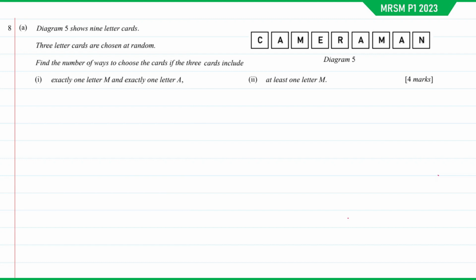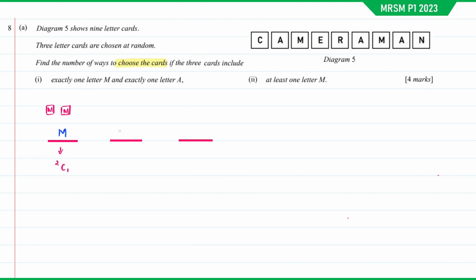Question 4A. Diagram 5 shows 9 letter cards. 3 letter cards are chosen at random. Find the number of ways to choose the cards if the 3 cards include, 1, exactly 1 letter M and exactly 1 letter A. This question is about combination and not permutation, as we are just choosing the cards and not arranging them. First, let's say the letter M is the one we choose first. To guarantee the first letter we choose is M, we just choose one M from these 2 letter M, so this will be 2C1.